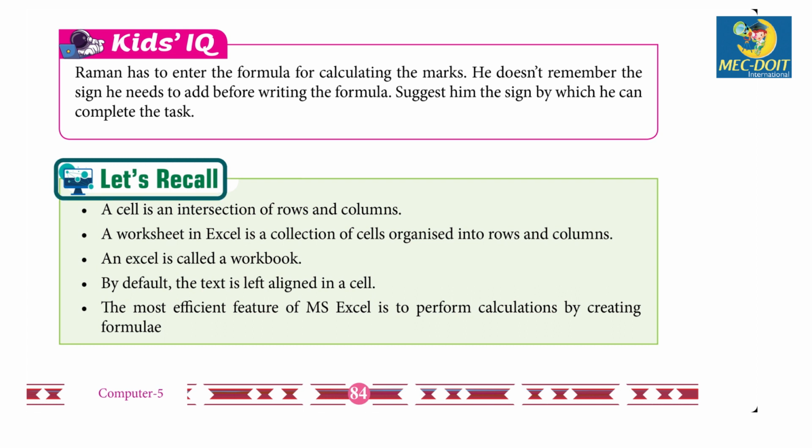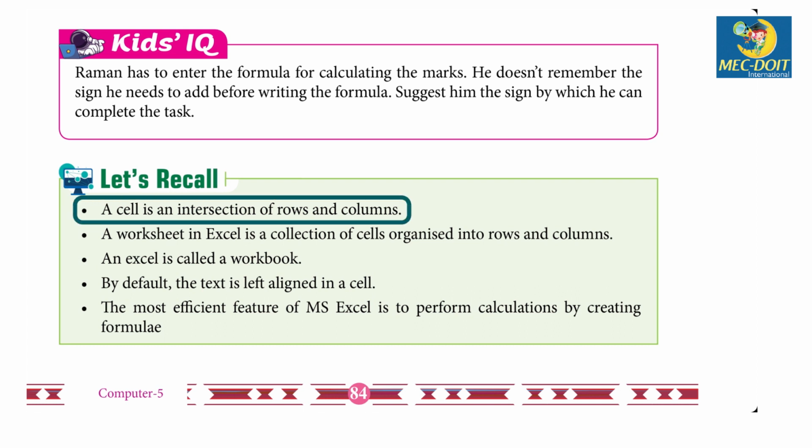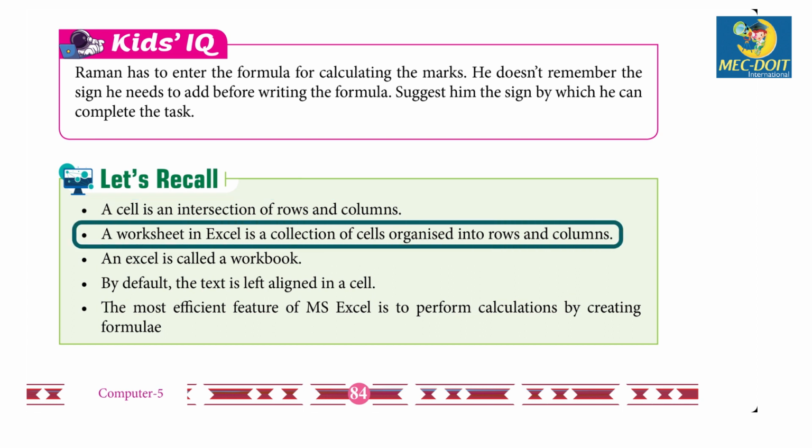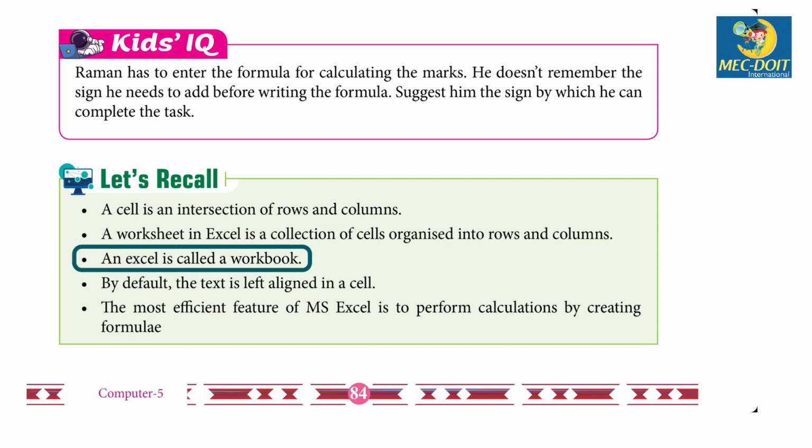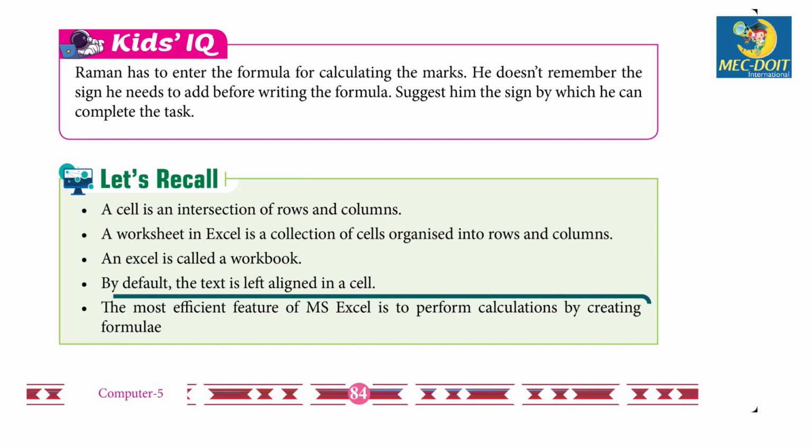Let's recall. A cell is an intersection of rows and columns. A worksheet in Excel is a collection of cells organized into rows and columns. An Excel file is called a workbook. By default, the text is left aligned in a cell. The most efficient feature of MS Excel is to perform calculations by creating formula.